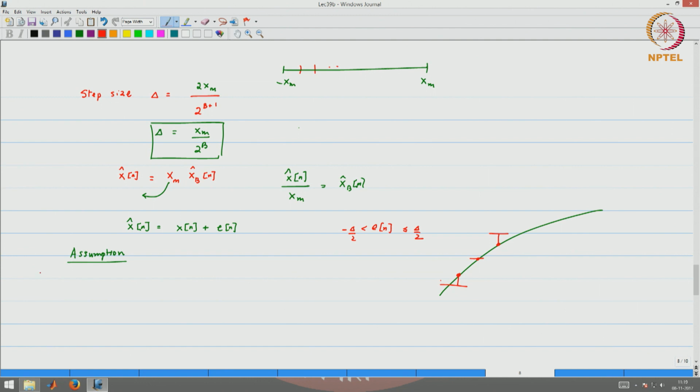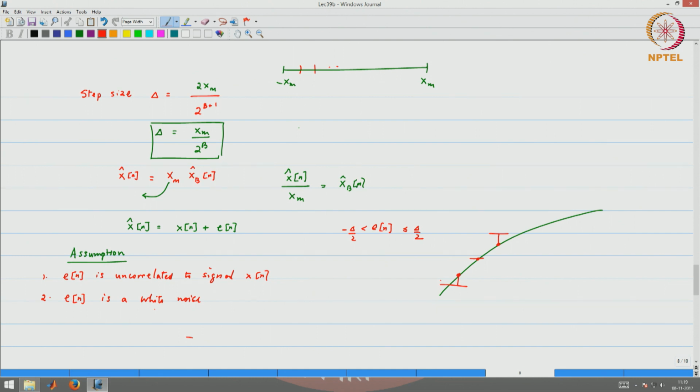So, we make the following statements and assumptions. First of all, the error sequence E of n may be positive, negative, 0, and it is uncorrelated with the signal. It's a very helpful assumption. It's uncorrelated to the signal x of n. The second element: E of n is a white noise process. White noise process, that means it is uncorrelated from sample to sample.